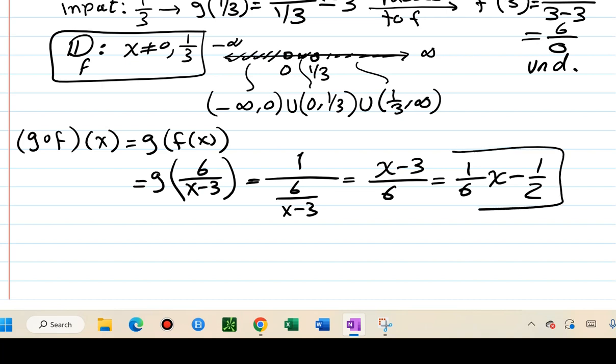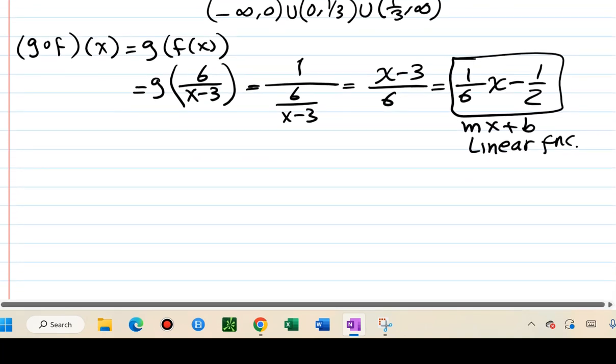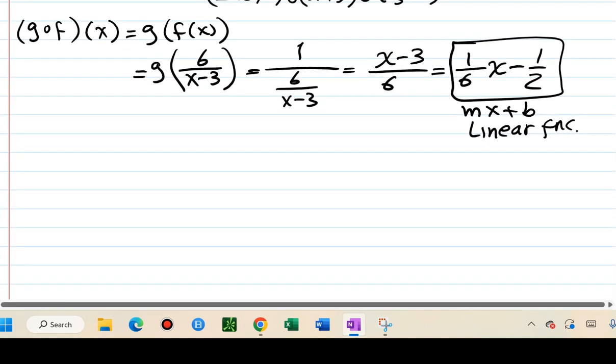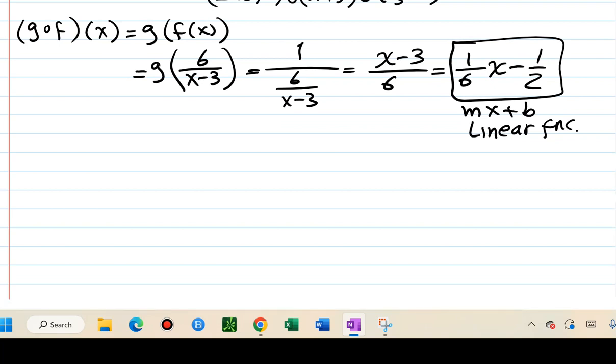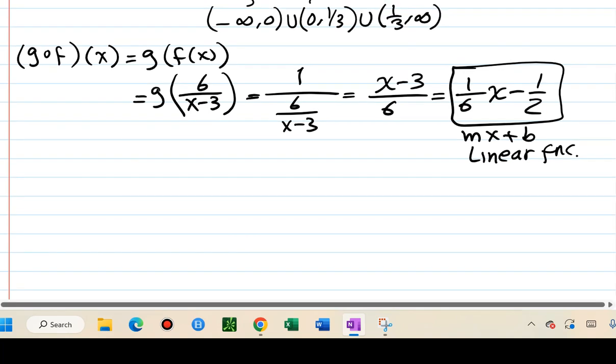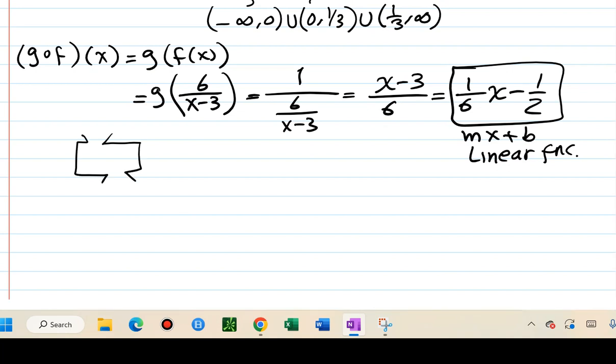The reason I want you to see this as mx plus b is that this is a linear function, isn't it? Remember, we said the domain of a linear function is going to be all real numbers, right? Except vertical lines. But let's see if it actually is capable of handling everything. So our composition is g of f of x. So f has to be able to process its inputs first.